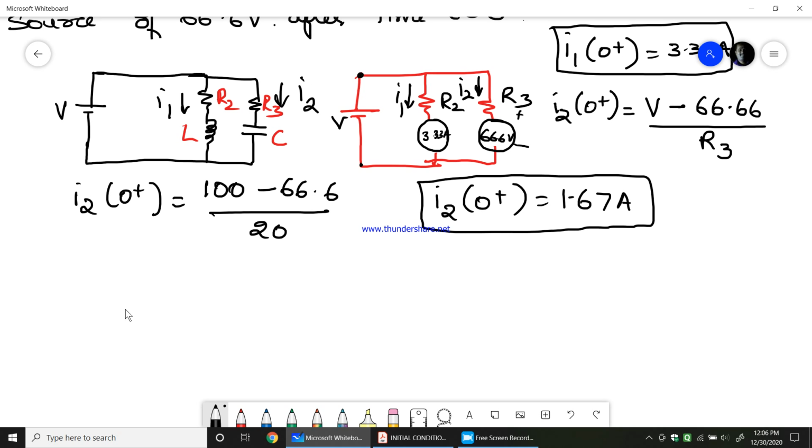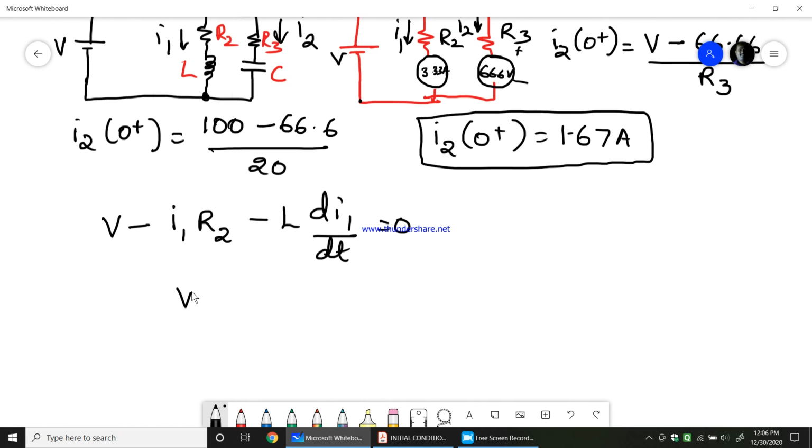So let me write the two equations in terms of I1 and I2. Voltage V is the voltage across this branch, right? Therefore, I can say V minus I1 R2, because the current flowing through R2 is I1, then minus L into dI1 by dt equals 0. Therefore, the total voltage V would be equal to I1 R2 plus L into dI1 by dt.